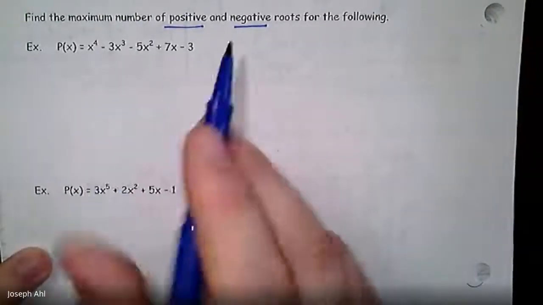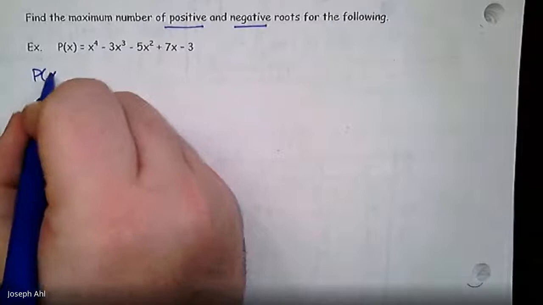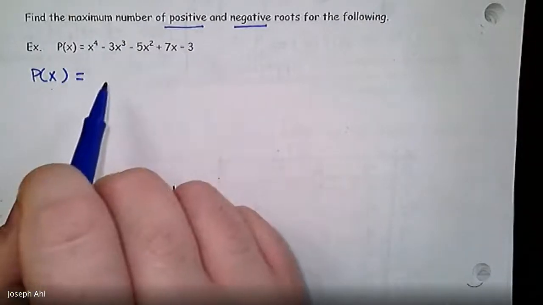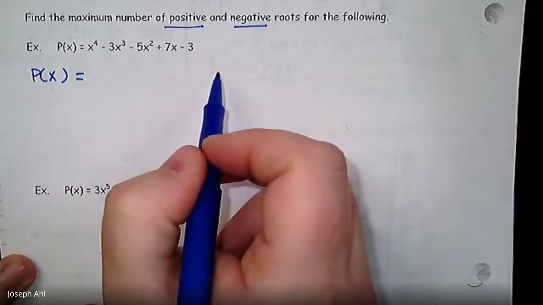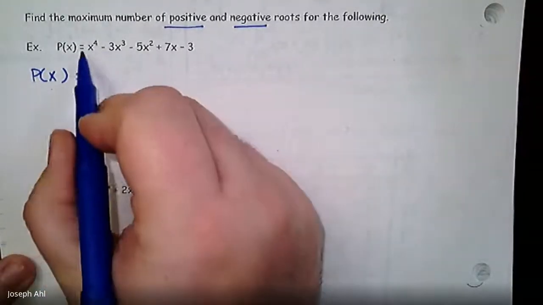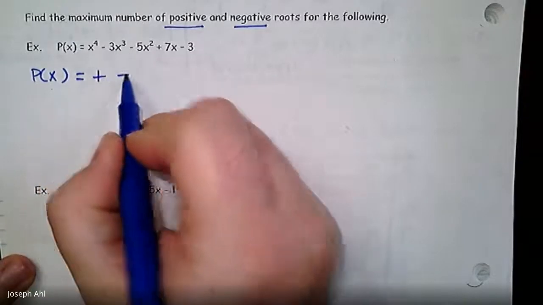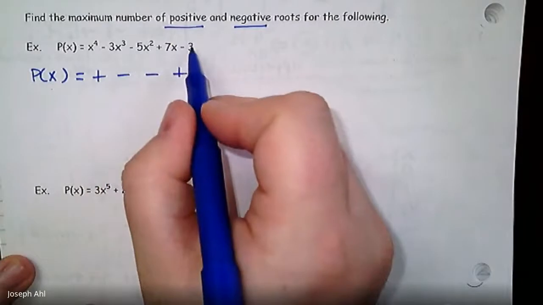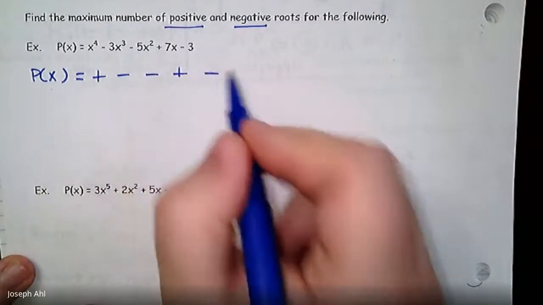Okay, first thing I want us to do is write underneath the polynomial p of x again. But instead of writing the whole polynomial out, I just want to look at the signs of the coefficients. Are they positives or are they negatives? So x to the fourth is positive, x cubed is negative, x squared is negative, x to the first is positive, and then the constant at the end is negative.